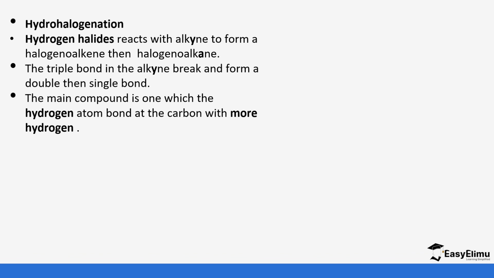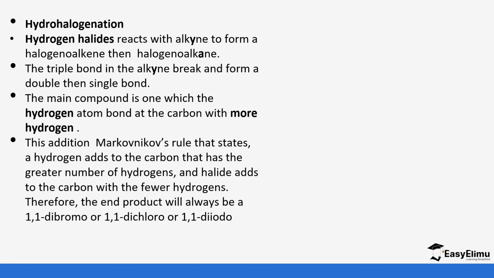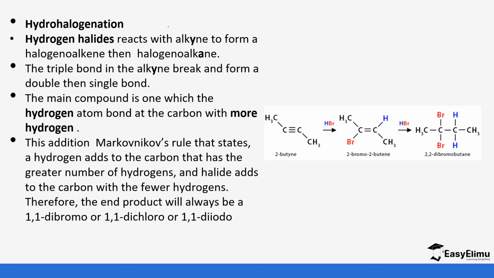So the main compound is the one where the hydrogen atom adds to the carbon with more hydrogen. It follows Markovnikov's rule, which states that hydrogen adds to the carbon that has the greater number of hydrogens, and the halide adds to the carbon with fewer hydrogens. So when we are doing this reaction, the first step of the reaction, this is what happens.